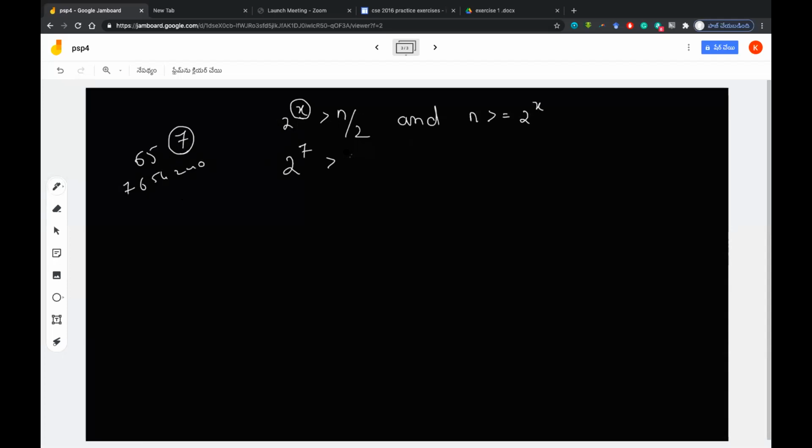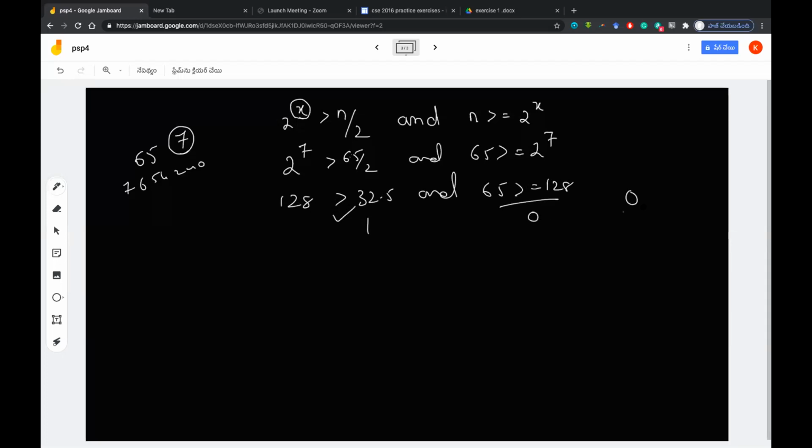For your problem, if you consider 65 by 2, and I explain with 2 or 3 examples, people can understand easily. This is 65 greater than or equal to 2 power 7. Can you tell me what is 2 power 7? This is 128, I think. Greater than 65 by 2, which is 32.5. And 65 greater than or equal to 128 is not true. So 1 and 0 will give you 0. So this is false. If it is false, you go to the right side and print 0. After that, you increase the value of x.